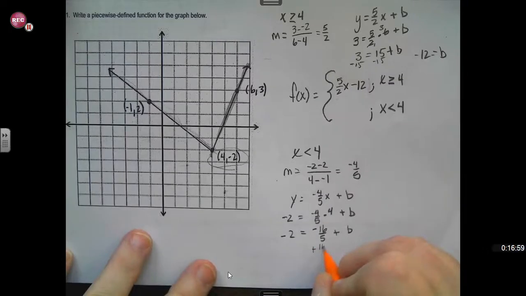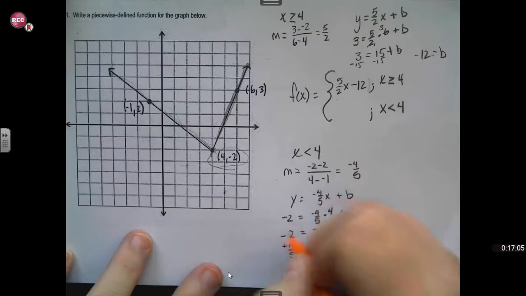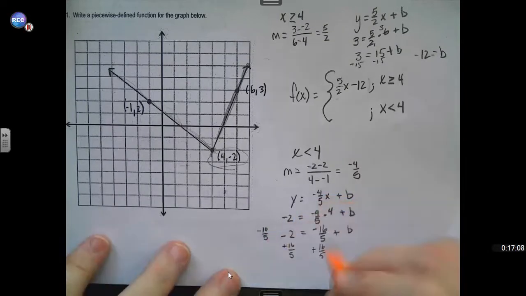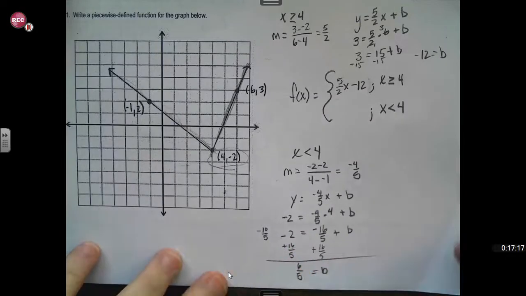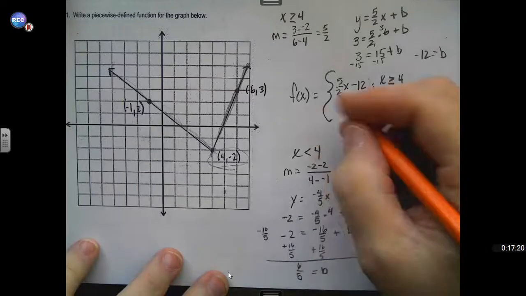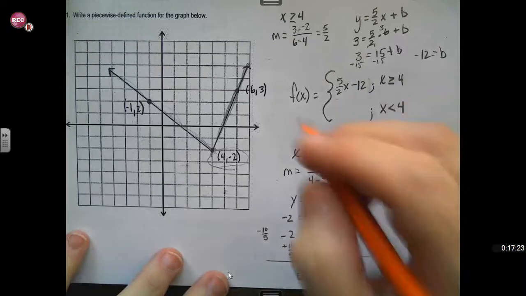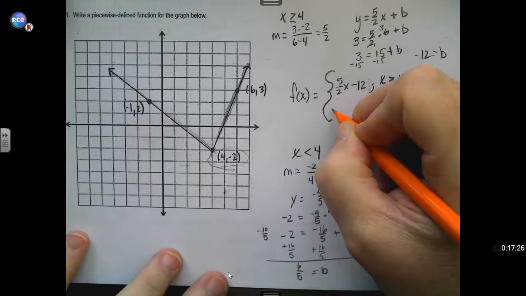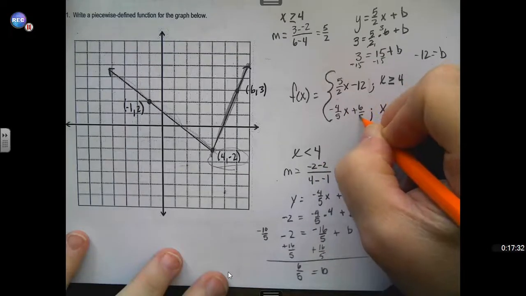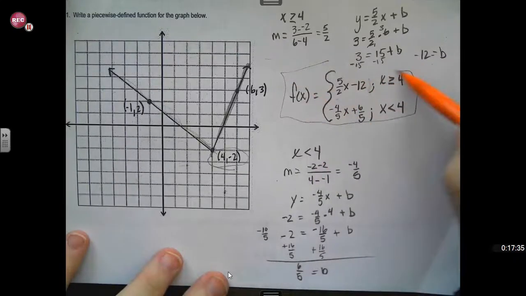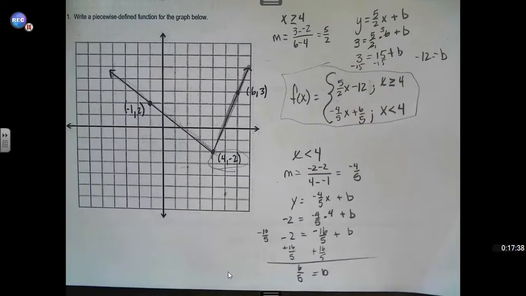So I want to add 16/5 to both sides. And negative 2 is negative 10/5. So negative 10/5 plus 16/5 is 6/5. And you can do that on your calculator, of course, also. So the other line, you can tell I made these up because they're not pretty. The other line is negative 4/5 x plus 6/5. And so there's my answer. That's the equation for this piecewise function.